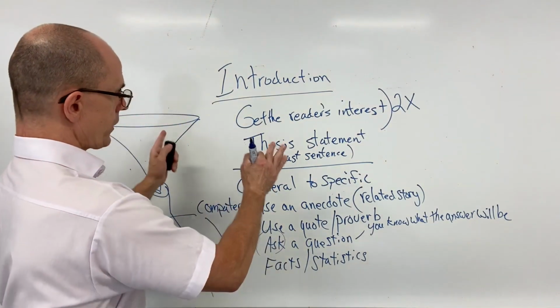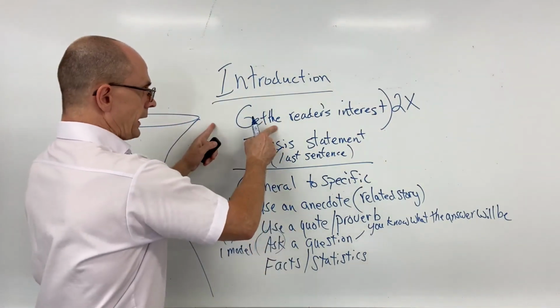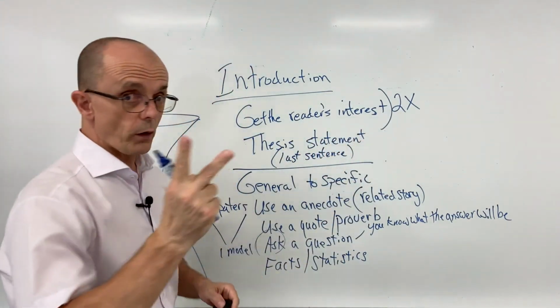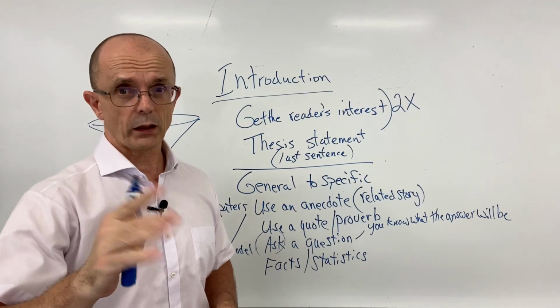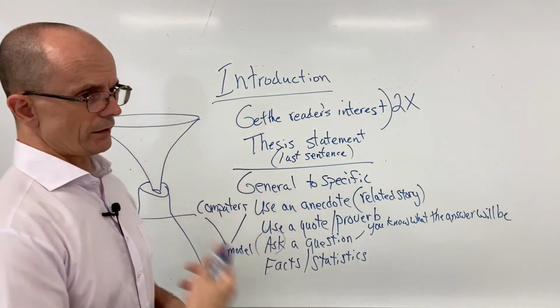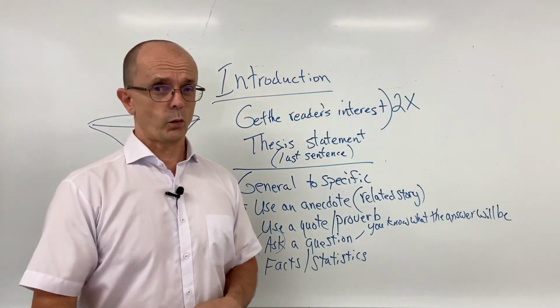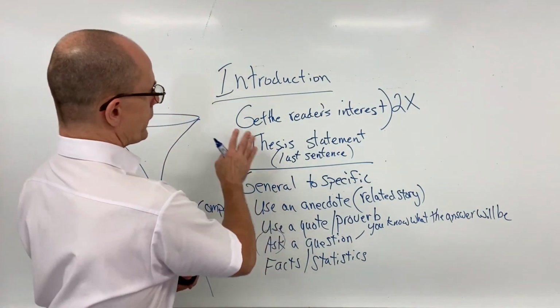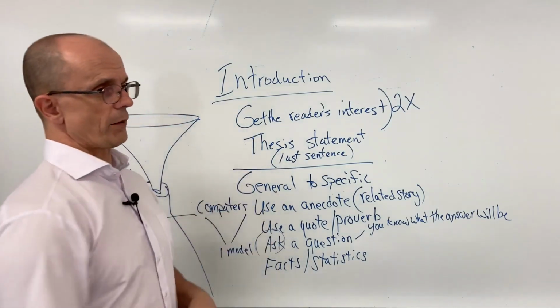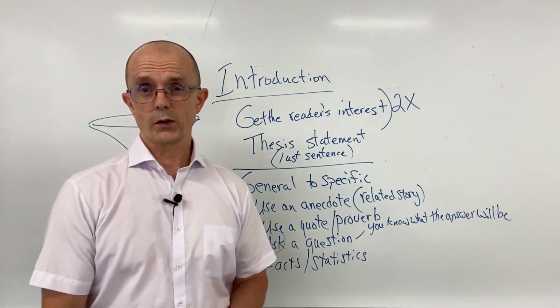Okay, so now the introduction is going to have get the reader's interest times 2, right? So 2 questions doesn't count. Get the reader's interest has to be 2 different techniques, but it does work very well to add more than 1 question. All right? So get the reader's interest times 2, and then give the thesis statement. Then we're ready for support paragraphs.